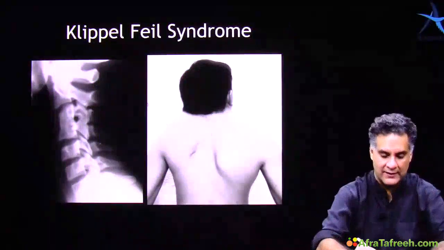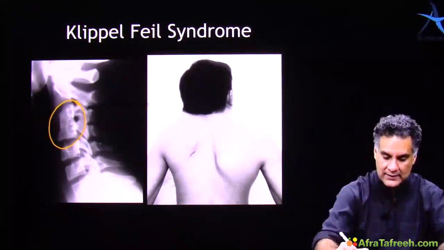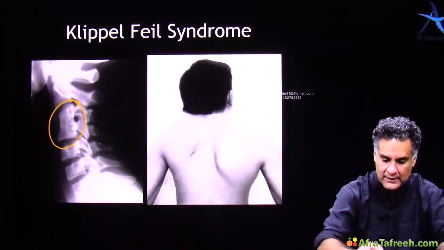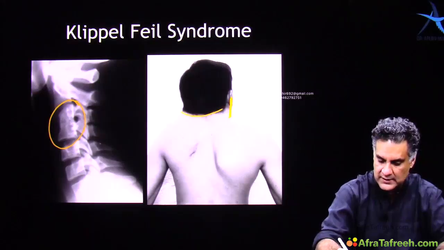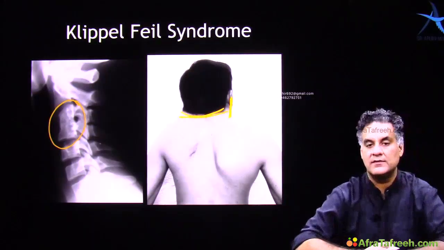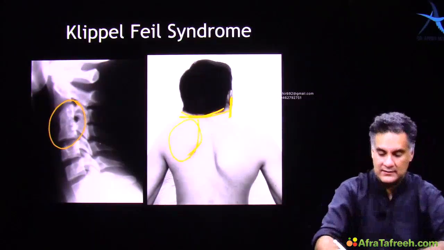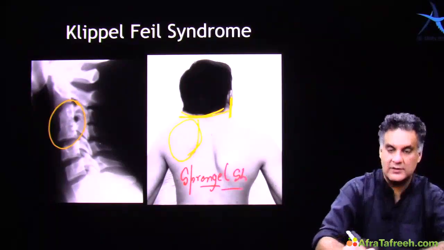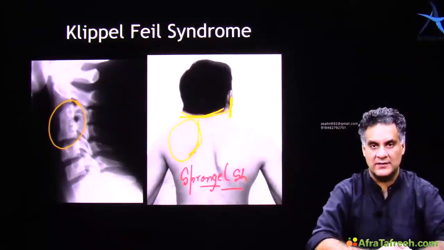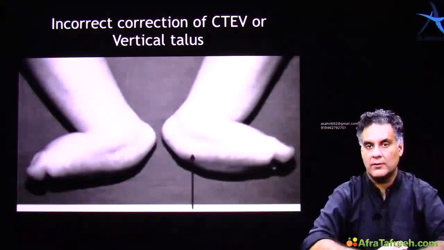When there is fusion of cervical vertebra, in fact they do not segment, then you have short web neck, low posterior hairline, restricted neck movements. And sometimes this condition is with short high scapula called as Sprengel's shoulder. But you know what is the most common association with Klippel-Feil syndrome? Scoliosis, 60% cases.